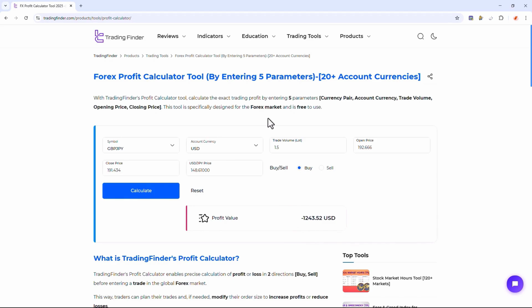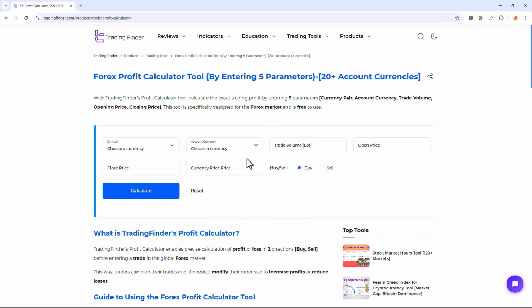If needed, by clicking on the reset option, all applied settings will revert to default, and we can enter the required values again. Well, friends, we have reached the end of this tool's tutorial.